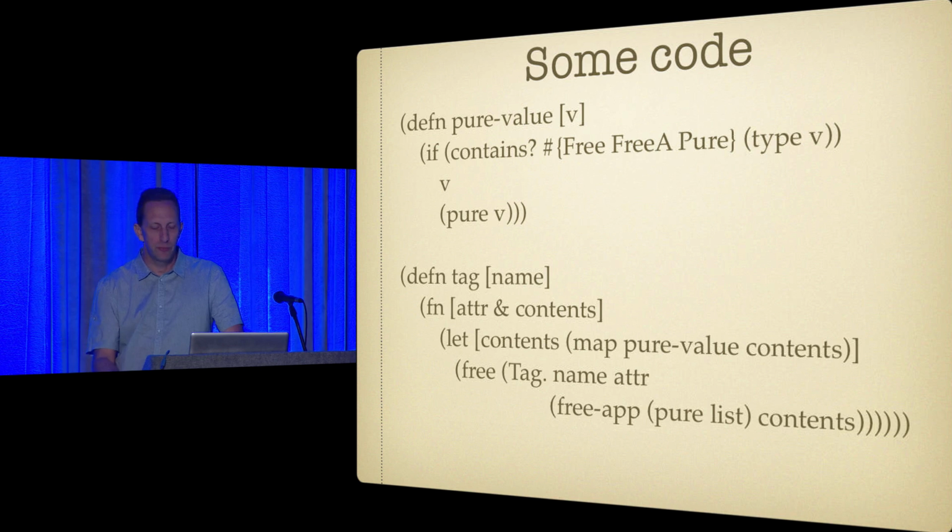And so once that little bit of processing is done, then it just creates a tag record with the name that it's given, the attribute hash map, and then it uses free app to create an fapply, or a free A data structure, like we saw before, of the function list, which it wraps in a pure, and then the contents. So what comes out of that call to free app is a tree data structure. And then that subtree is embedded into the tag record as the contents.